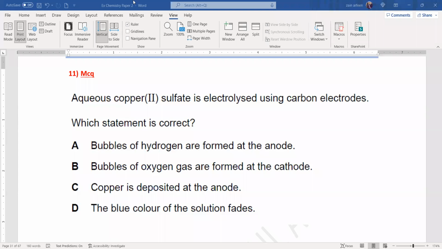So we're doing electrolysis of aqueous copper sulfate using carbon or graphite electrodes. The anode is made up of carbon, the cathode is also made up of carbon, and we have the electrolytic cell.